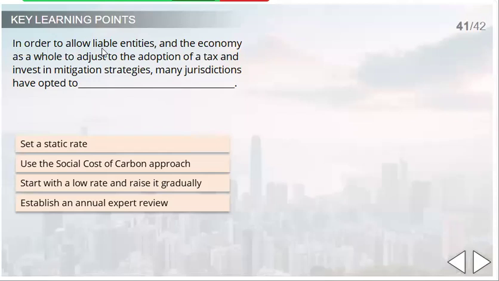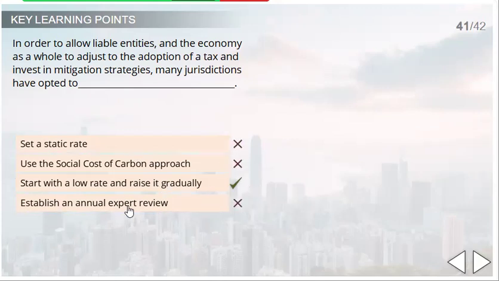In order to allow liable entities and the economy as a whole to adjust to the adoption of a tax and invest in mitigation strategies, many jurisdictions have opted to start with a low rate and raise it gradually. This is the correct answer. Set a static rate and use the social cost of carbon approach and establish an annual expert review is not correct.